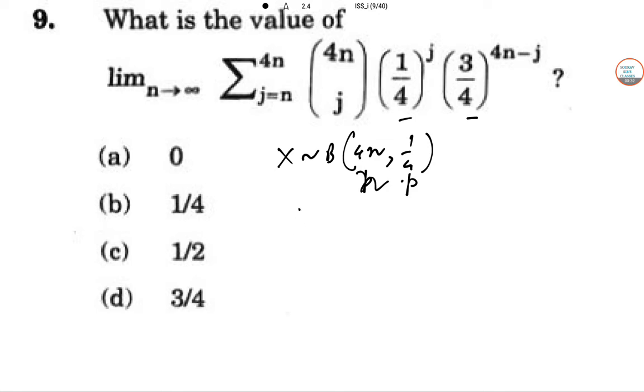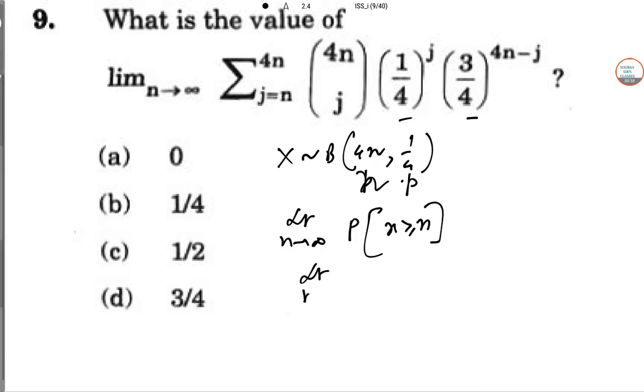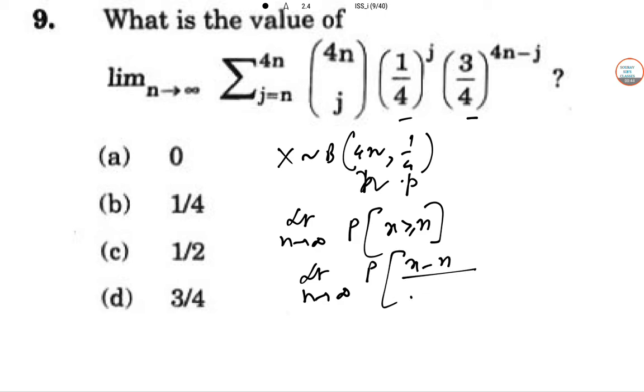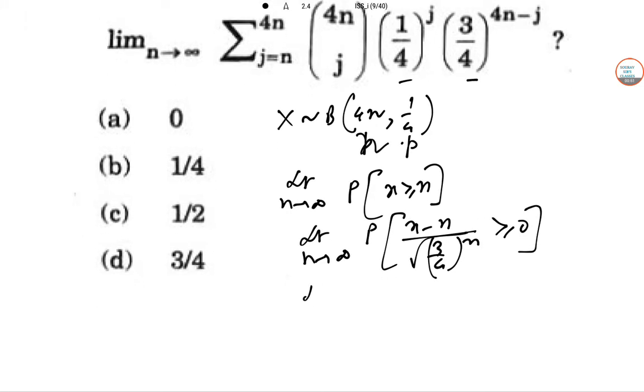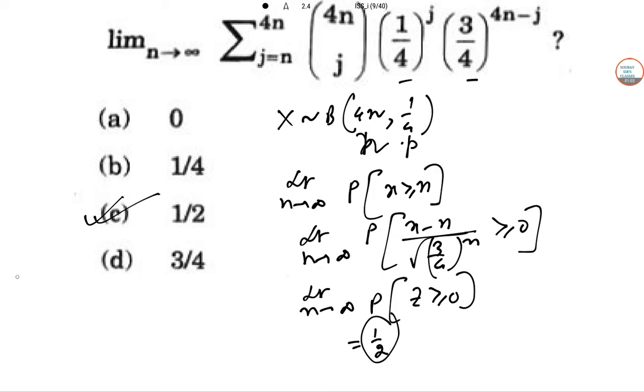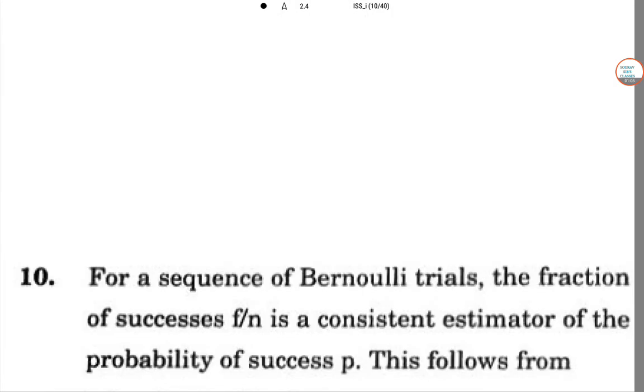So we can write the limit as n tends to infinity of P(X greater than or equal to n), which is the limit of P((X minus n) divided by the root of (3/4)n is positive as well. As a result, this is nothing but the expression of Z being positive, which is equal to half. So this whole thing gives you half as the value, and C is the correct answer.